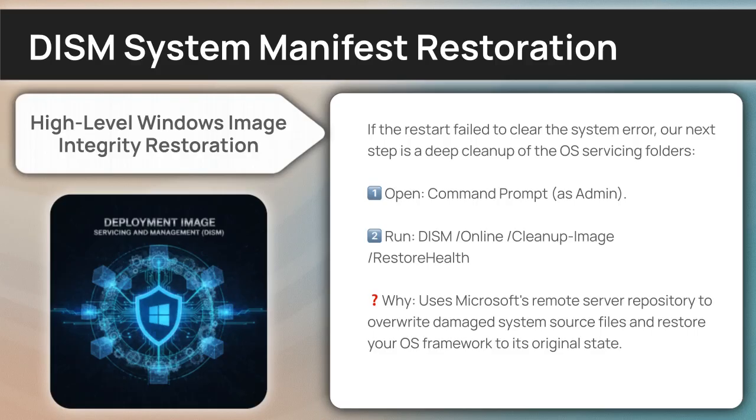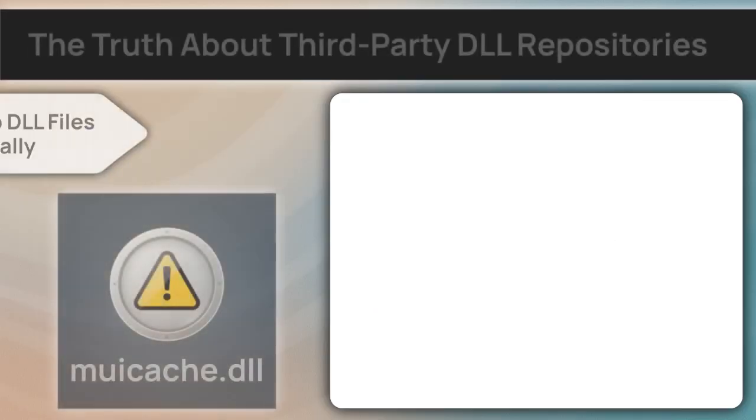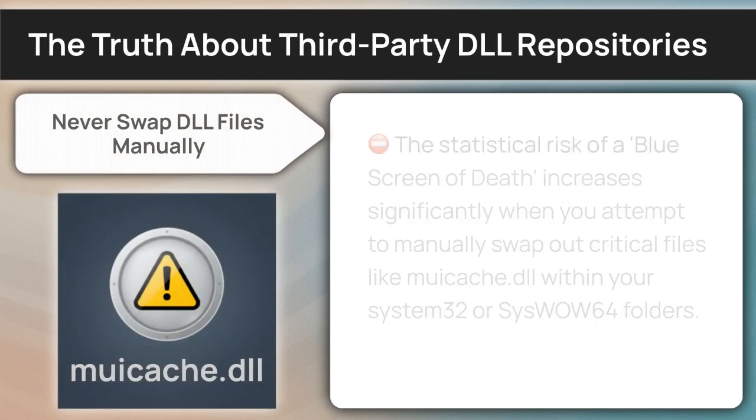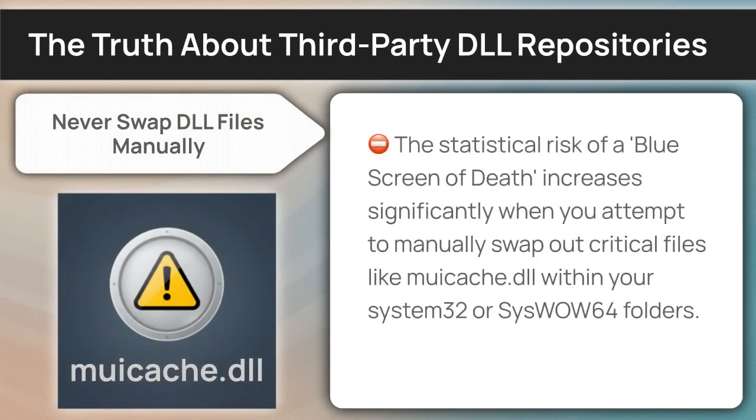Why are we doing this? Well, it uses Microsoft's remote server repository to overwrite damaged system source files and restore your OS framework to its original state. From a systems engineering perspective, there is one major security pitfall I need to help you avoid. Installing an unverified version of Multilingual User Interface Cache DLL is a common security pitfall that can inadvertently bypass your system's built-in execution safeguards and firewall.